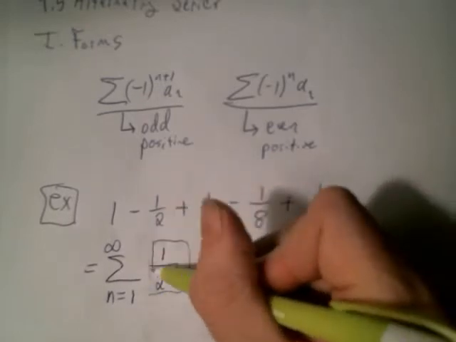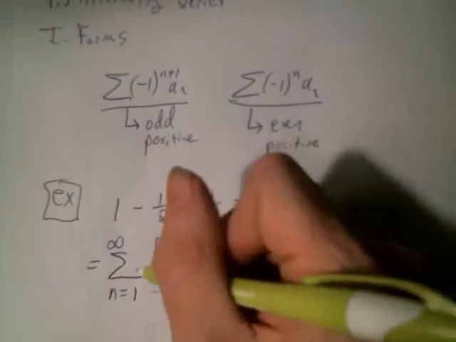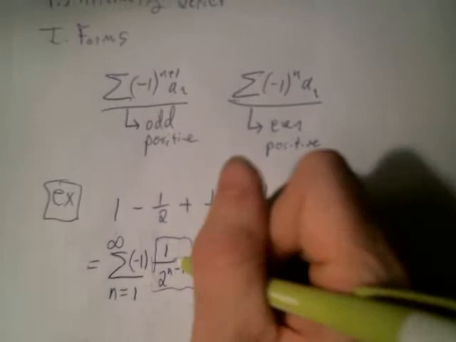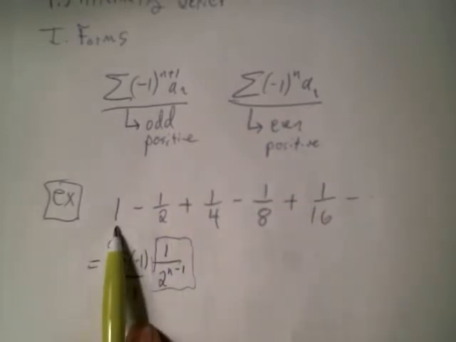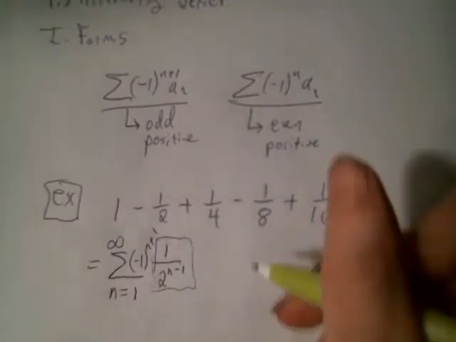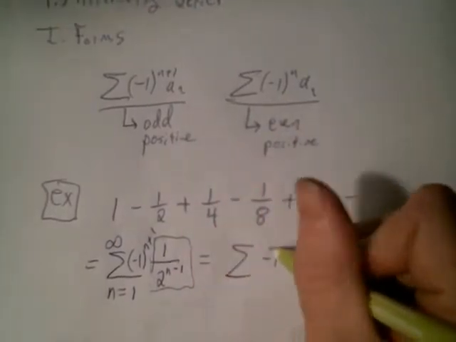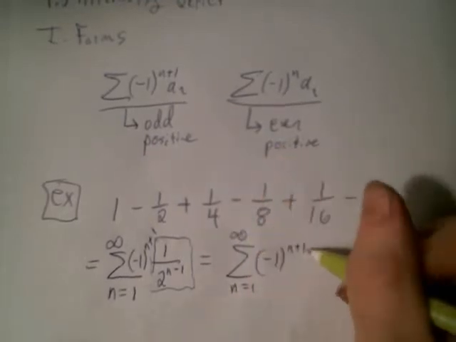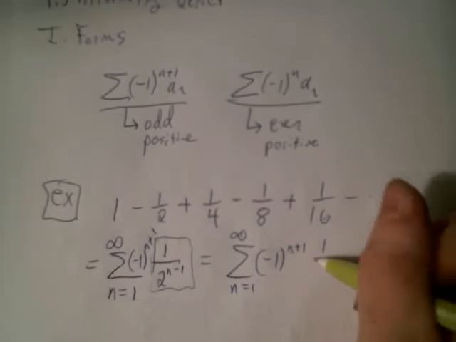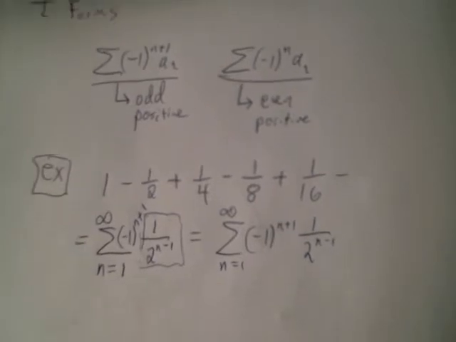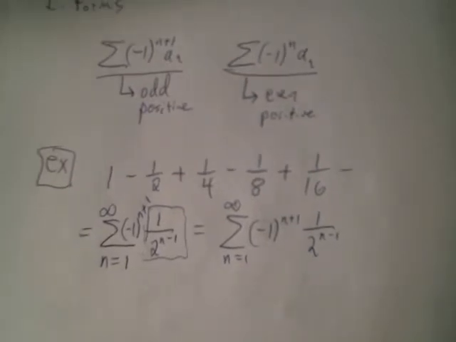When we go to test these things, we're going to be separating out this negative 1 to whatever power. In this case, because the odds are positive, it'll be negative 1 to the n plus 1. So I rewrite that as the sum of negative 1 to the n plus 1, n equals 1 to infinity, where our a sub n part is 1 all over 2 to the n minus 1. Okay, so that's what they look like.